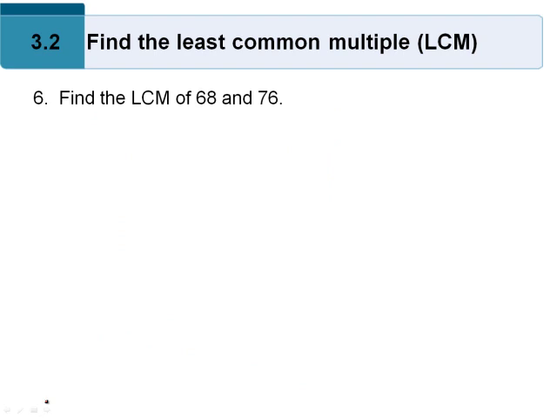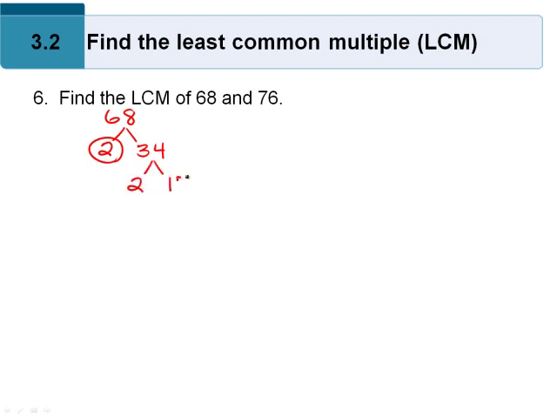All right, number 6. Find the LCM of 68 and 76. All right, 68. I don't know any multiplication tables for that. So it's even. I'm just going to divide it by 2. And that gives me 34. Okay, 2 is prime. 34 is even. So I can still divide by 2.